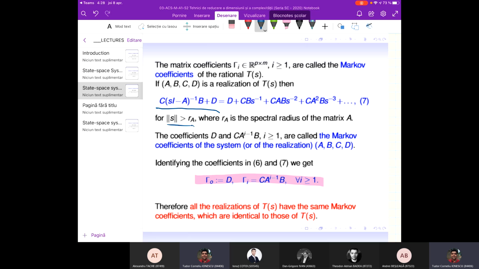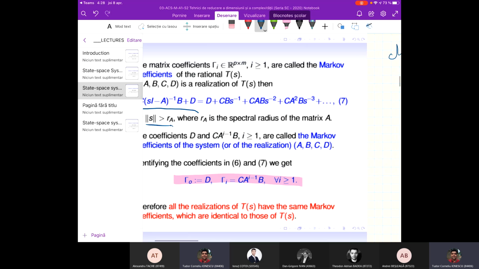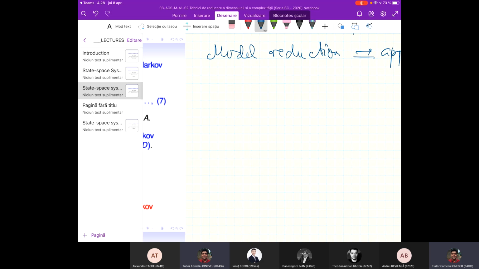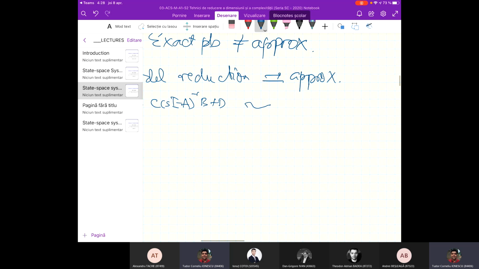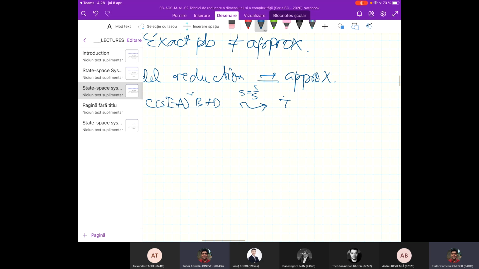So essentially, identifying the coefficients in 6 and 7, you get this relation about the Markov coefficients. What you usually do, if you want to make it easier, if you have T(s) equal to C(sI minus A) inverse B plus D, is a change of variables. I'm using an abusive notation: s becomes 1 over s, and then you get T tilde of the new s.